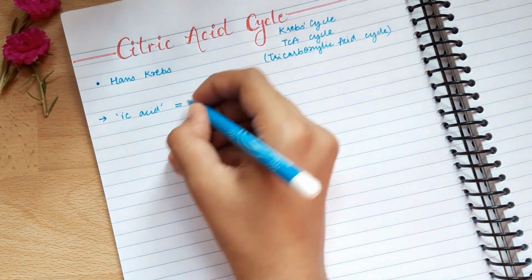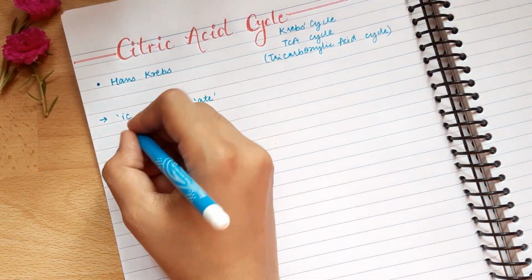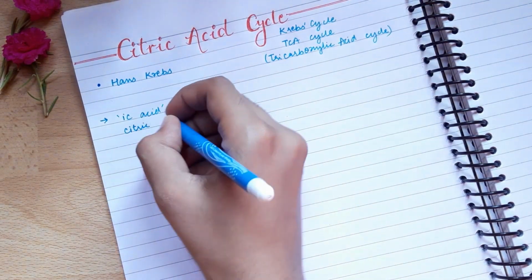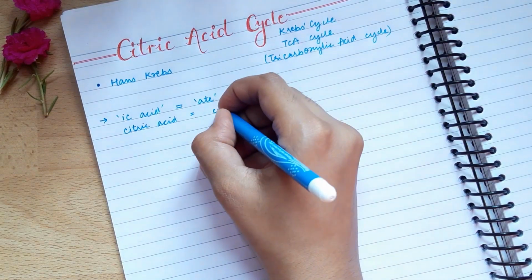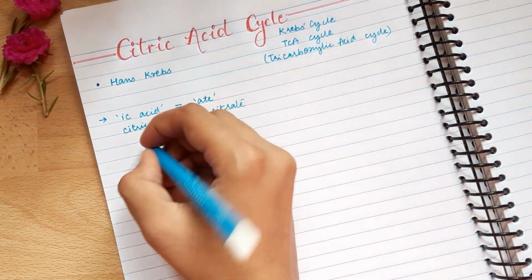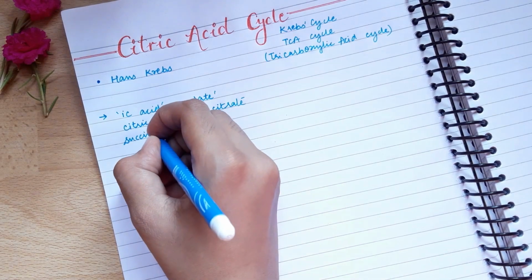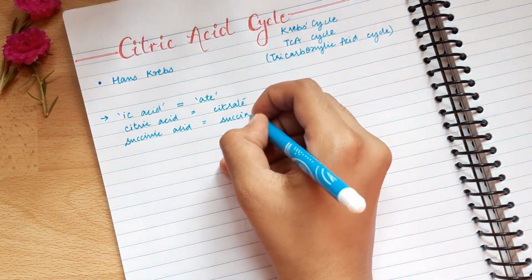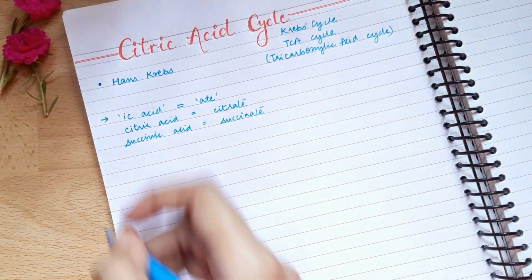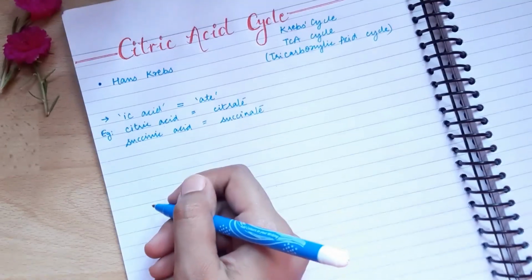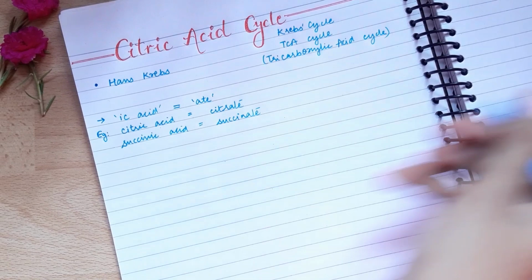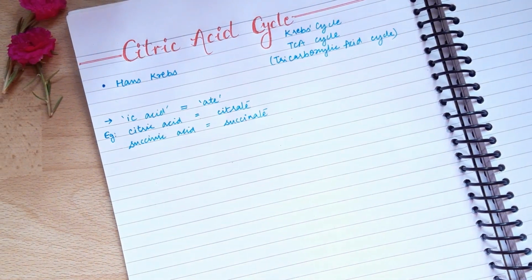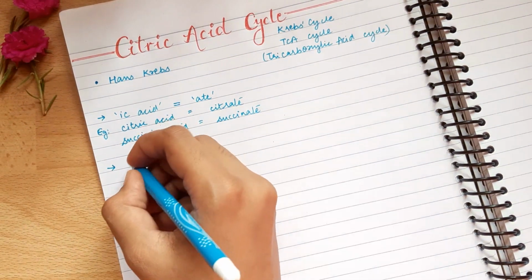So the first point is the suffix "ic acid" is equivalent to "ate". For example, we say citric acid, so it can also be called citrate. The "ic acid" is replaced by "ate". Another example, succinic acid. We can also call succinic acid succinate. So both are the same.